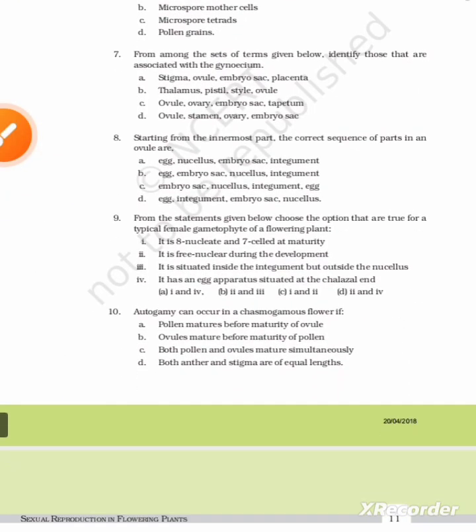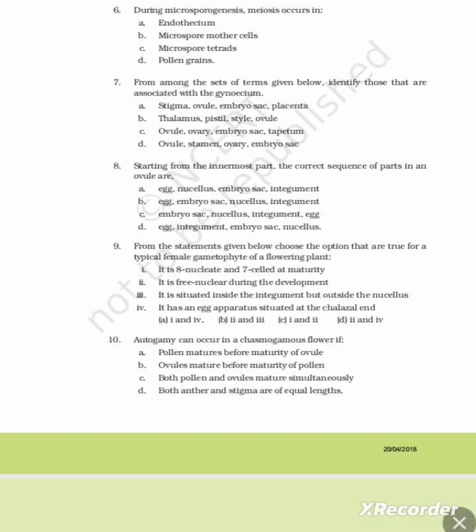Fifth question, the outermost and innermost wall layer of microsporangium in an anther. You know the diagram of TS of anther. The outermost layer is epidermis and innermost layer is tapetum. So option D is the right answer.